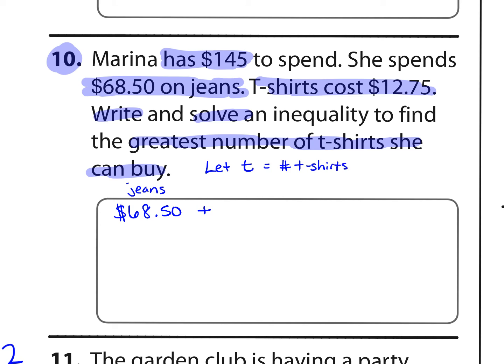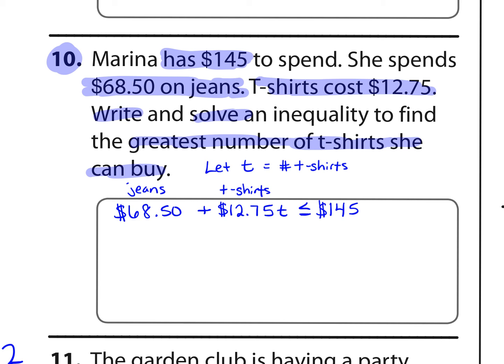We know the price already. So we're going to represent $12.75 times T, number of t-shirts. And that'd be the cost of all the t-shirts. And when we add the cost of the jeans to the cost of the t-shirts, we know she has $145 to spend. So she could spend less than $145, or she could spend exactly $145. So that would be less than or equal to $145.